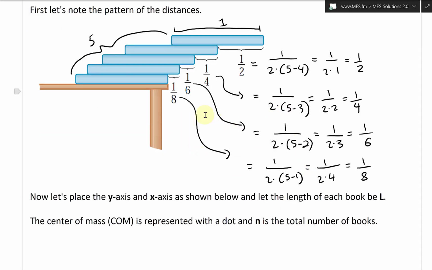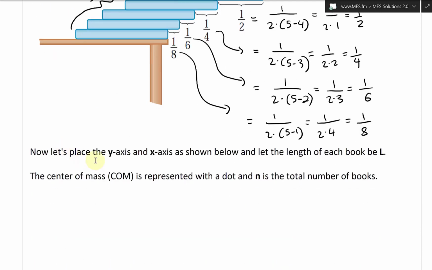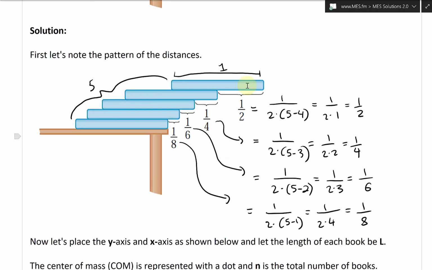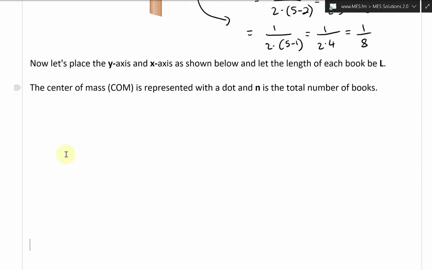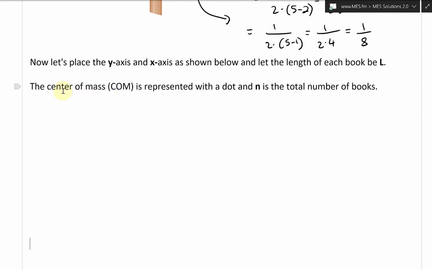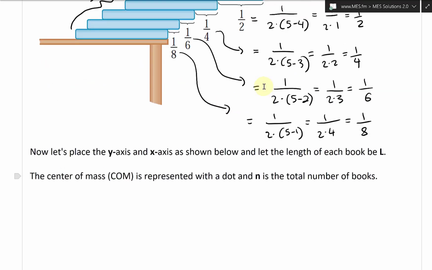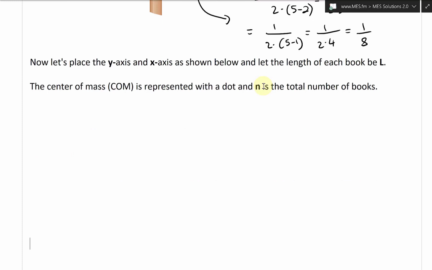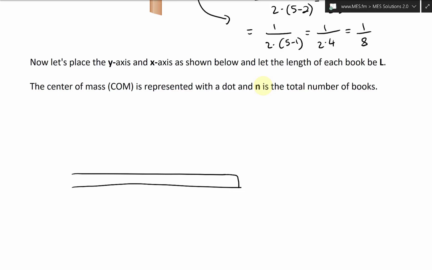Alright, so now that we have that pattern of these distances, let's place the y-axis and x-axis as shown below, and let the length of each book be L, as opposed to this example, which is just 1. The center of mass, called COM for short, is represented with a dot, and N is the total number of books. So let's draw our table. Here's our table, like this, and there's the leg right here.